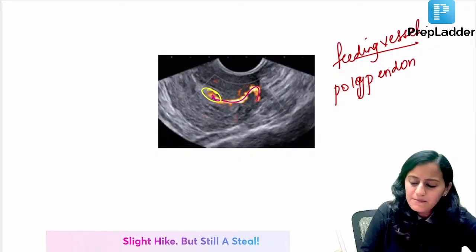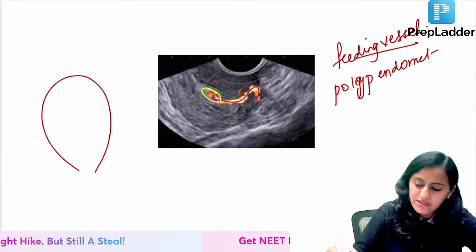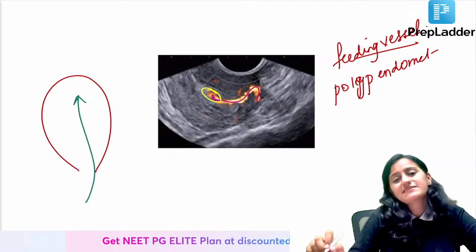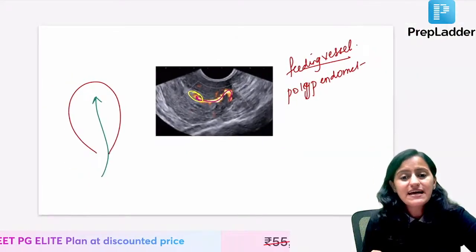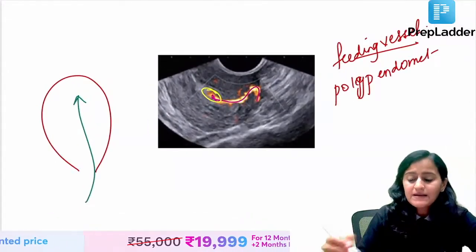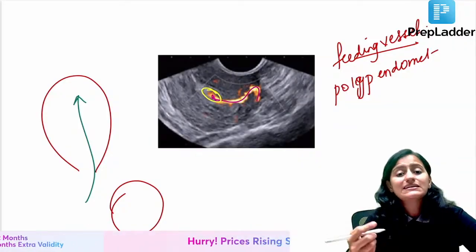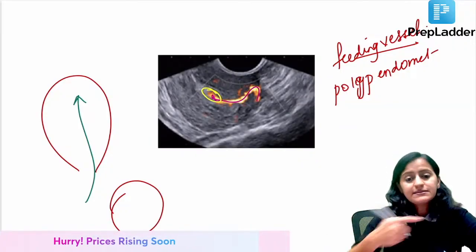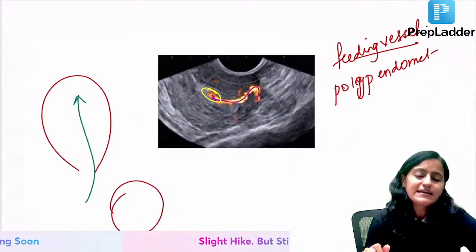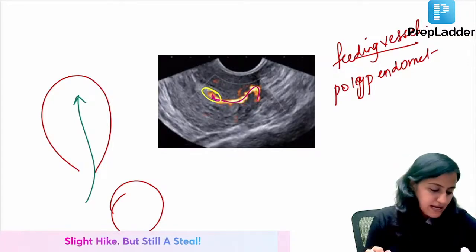Remember how the polyp is: a polyp looks like this and has a feeding vessel. So the feeding vessel sign is seen in endometrial polyp. Ring of fire will actually look like a ring. That is what is seen in ectopic, ring of fire. This is not a ring. This is the feeding vessel sign, endometrial polyp.